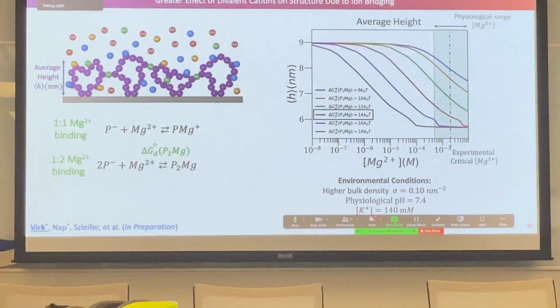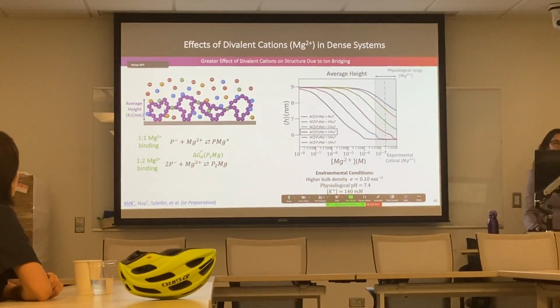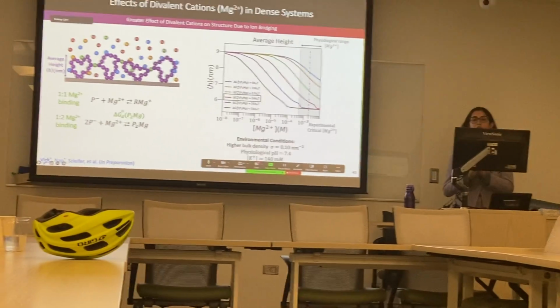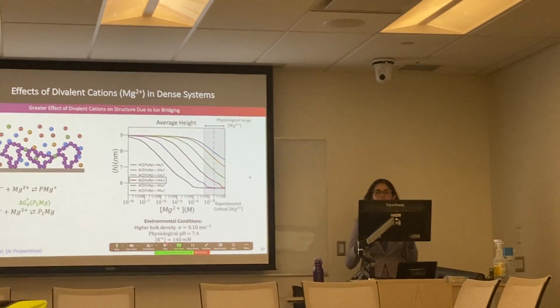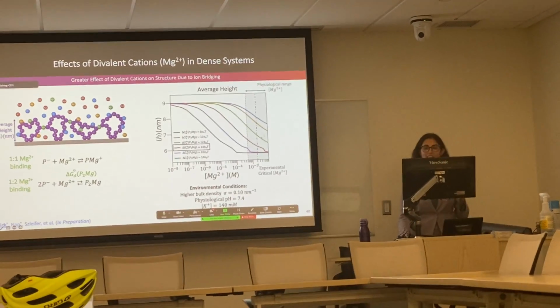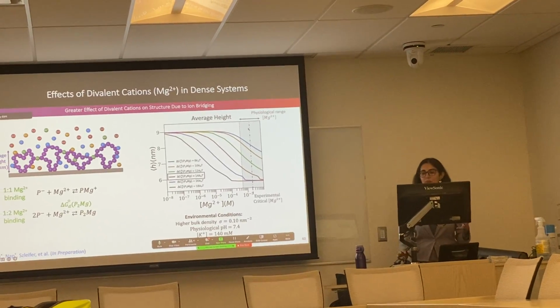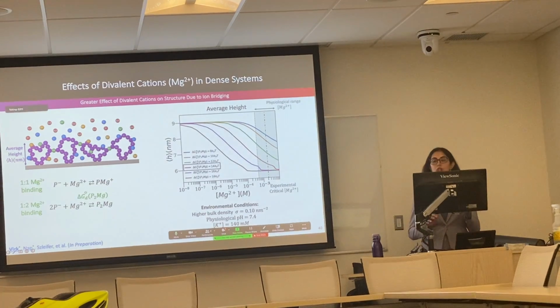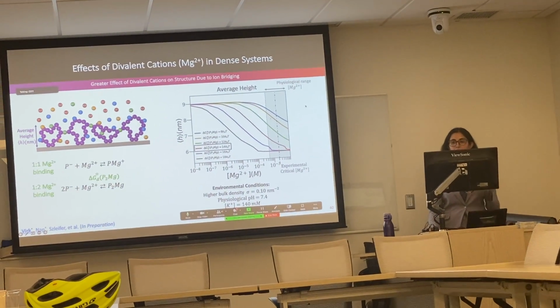Now, experimentally, it's very difficult to determine what the exact free energies of binding are. So what we did was perform this parameter scan, and then we took into account experimental observations that double-stranded DNA attraction and compaction of chromatin occur within a millimolar range of magnesium, and this allowed us to determine a physiological ion bridging coefficient.